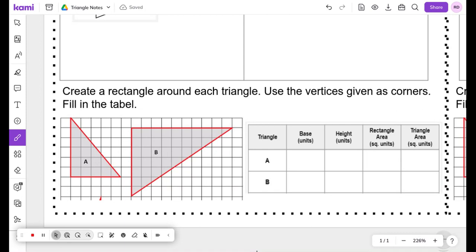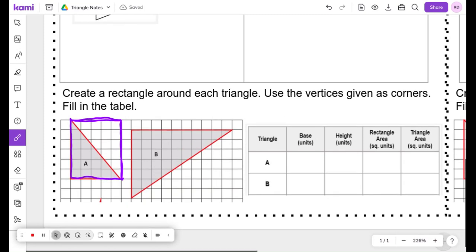So down here it says create a rectangle around each triangle. Use the vertices given as corners and then fill in the table. Table is spelled wrong, but here we are. Okay, so in triangle A it says trace the triangle and then use that to complete a new rectangle.